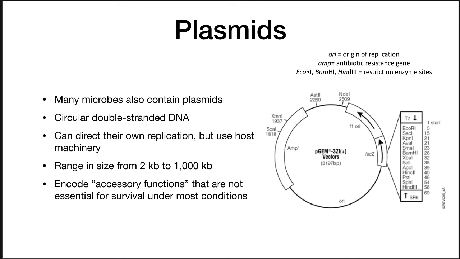They range in size from 2 kb to about 1,000 kb, and they encode accessory functions that are not essential for survival under most conditions. Again, that's a very important distinction between a chromosome and a plasmid. Shown here is a plasmid that's commercially available from Promega, and you can see a number of important features. First of all, there is the origin of replication. This is where the replication machinery binds and starts copying of the plasmid. There is a gene here called ampicillin.